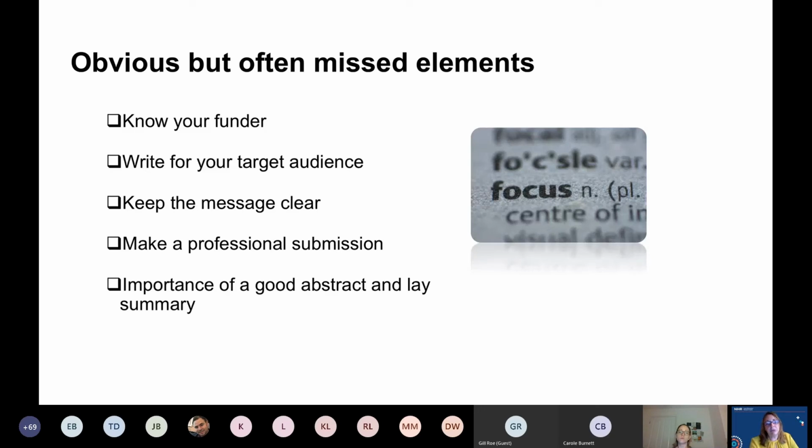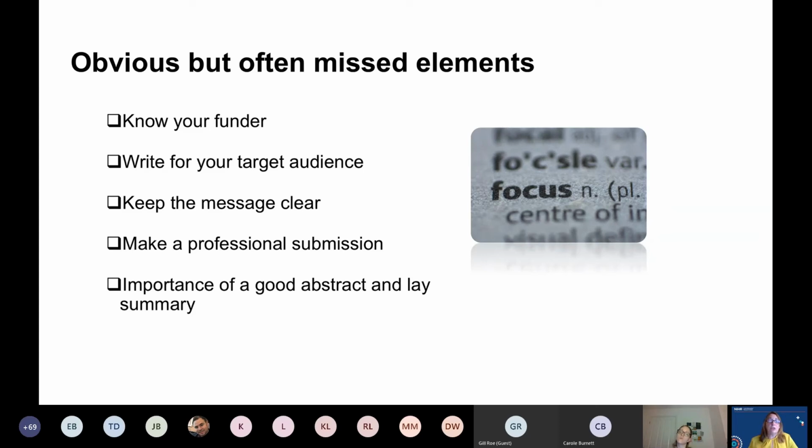And the importance of a good abstract and lay summary are key. They are the first things that people will read. They set the study, they set the grant up, they give it a context and an excitement, and absolutely help to clarify and to prioritise the research question and the application.